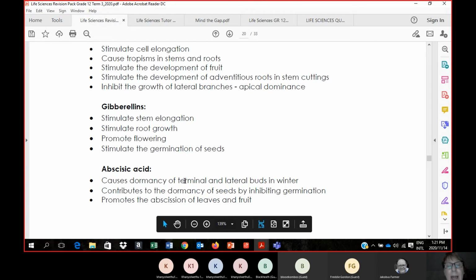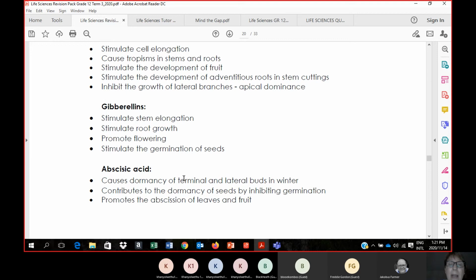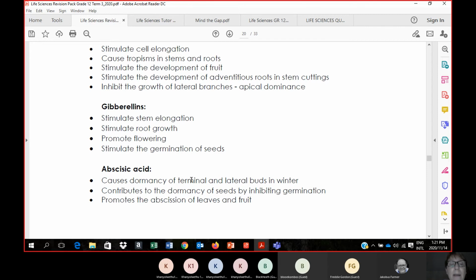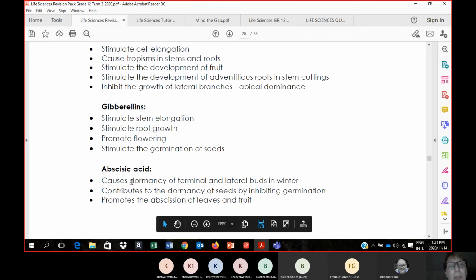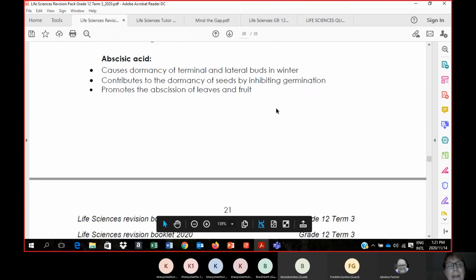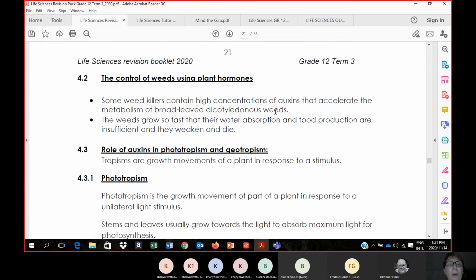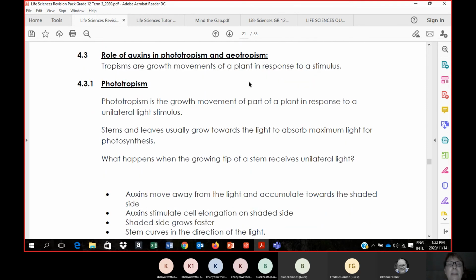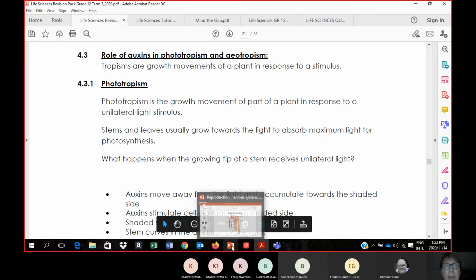And the dormancy, like in winter when you've got your deciduous trees that lose all their leaves. Now, you don't want those little buds to start shooting in the middle of winter. They must only start shooting in spring. So it brings about the dormancy of these buds. So you can just remember that. But what I want to talk about, I'm not going to focus on that, but I do want to talk about phototropism and geotropism, because these are asked in the exams so often. Let me just remind you what those are.